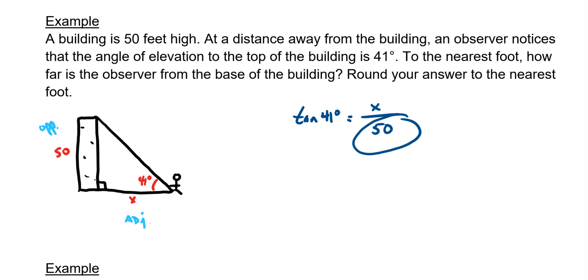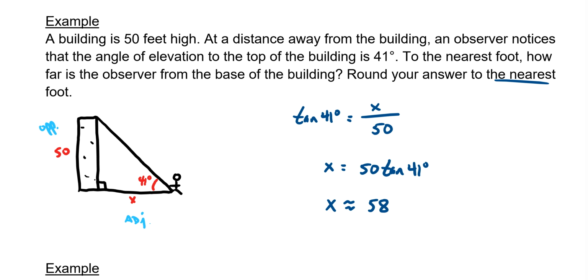All we have to do here is multiply both sides by 50. 50 times tangent of 41 degrees. I just like to write the variable on the left side of the equal sign. And then we just have to plug that in the calculator. Make sure you're in degree mode. So 50 times tangent of 41 degrees. Round this to the nearest foot. We get about 58 feet.